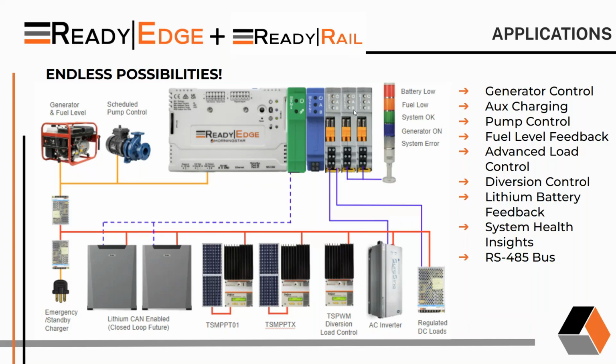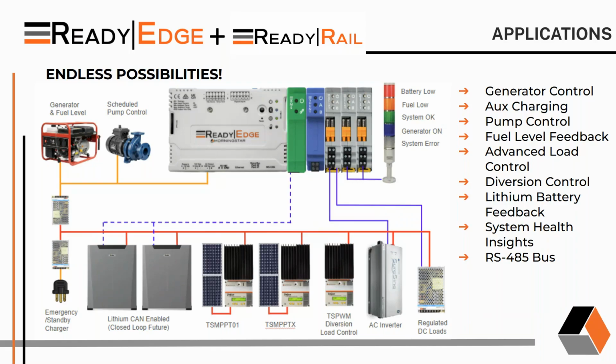And in this case, we're going to use a couple of Ready Relays. One of them to turn on and off our AC inverter, our regulated loads, and then we're going to use a bunch of channels to do a really cool lighting system. So, battery low, you get a red light. If the fuel's low, you get an orange light on top. If the system is all good, you get a green, and on and on. Generator on, system error. You can arrange these however you want. There's some cool things you can do with it.